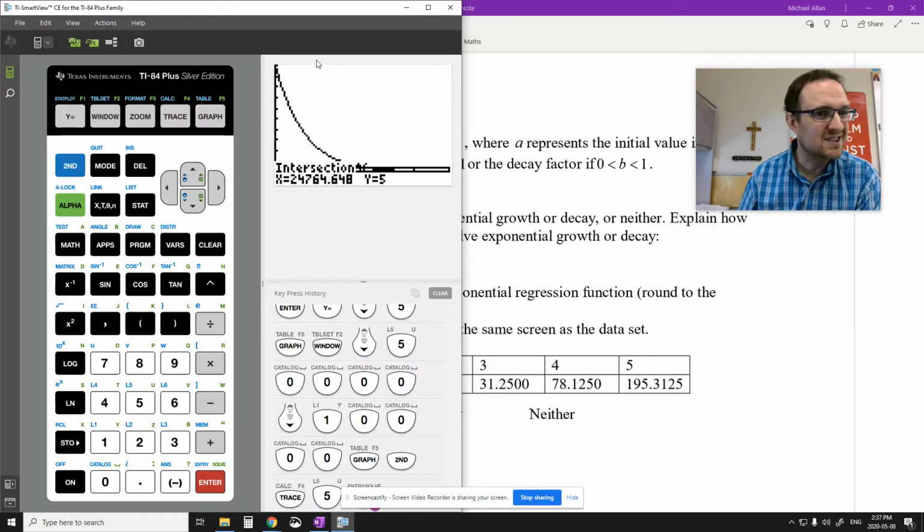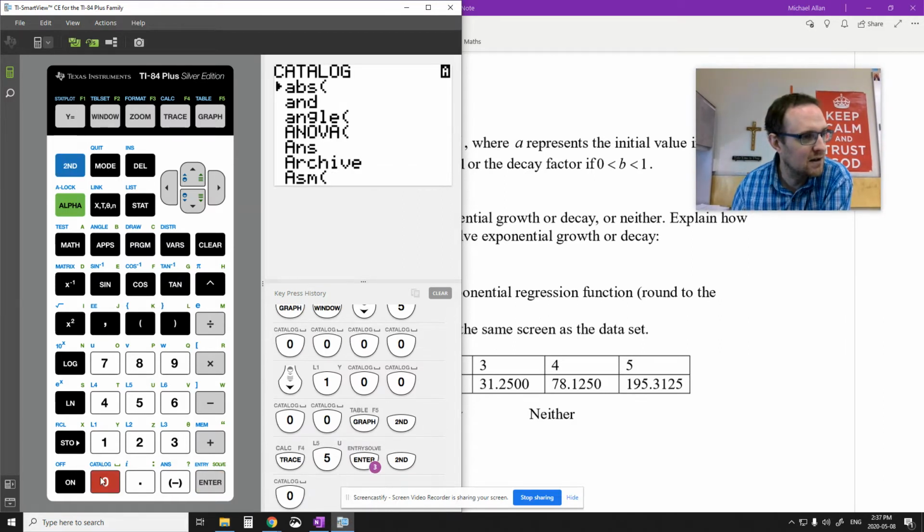Some of you have asked about the TI calculator. How do I know it's a good regression? Apart from looking at the graph to see if it fits properly, remember that you can also go into the catalog here. So go second catalog. And if your calculator has been reset, this is probably changed. And you want to go down to the Ds. You want to go to diagnostics.